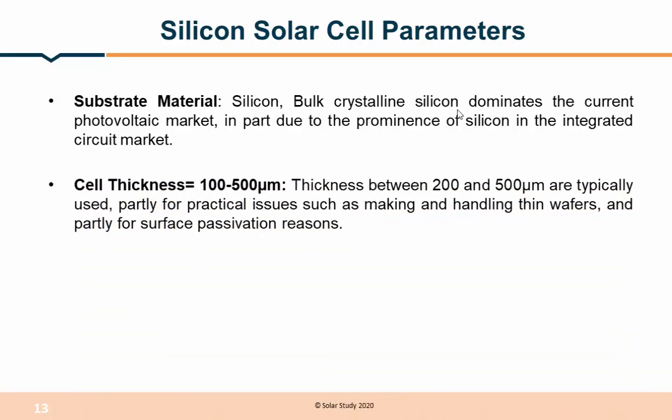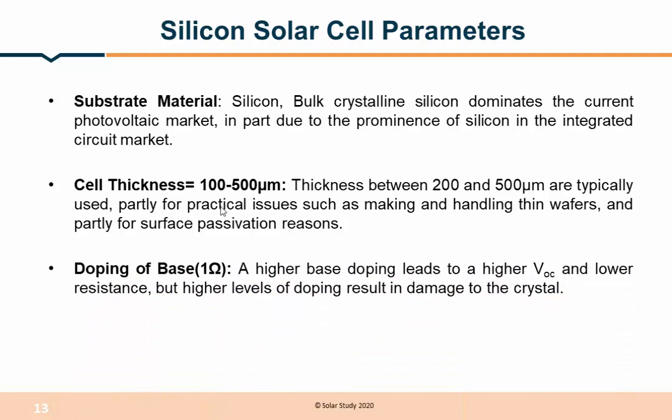Then what is the cell thickness? After we get the silicon doping in a substrate, we will make a thin layer that is called a wafer. Using that wafer, we dope N type and P type substrate, and we will produce a cell. This cell thickness is around 100 to 500 micrometers. Then a doping base. Why do we need a doping base? The doping base leads to the generation of voltage, and it also has lower resistance.